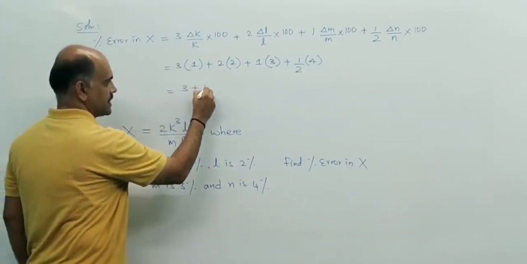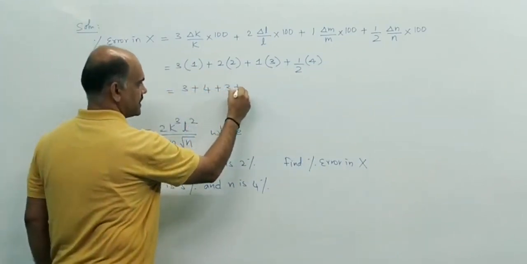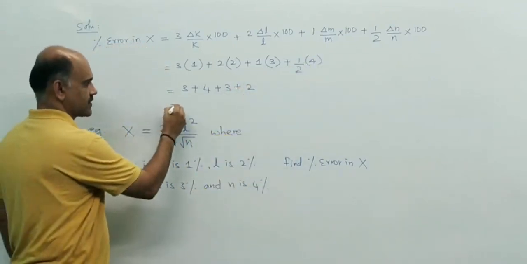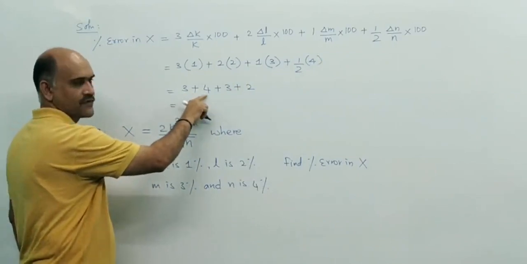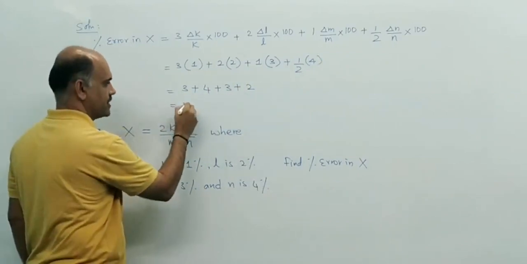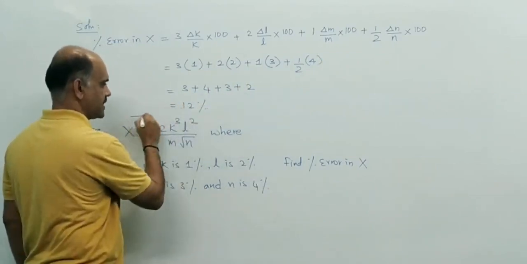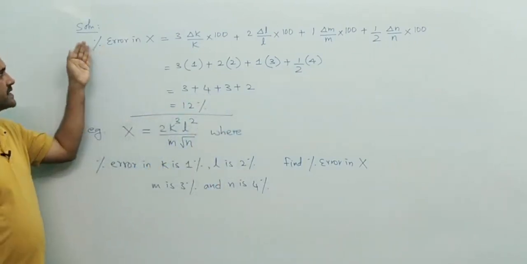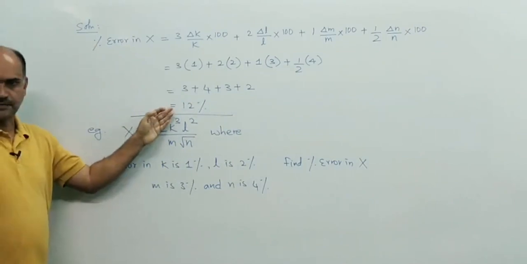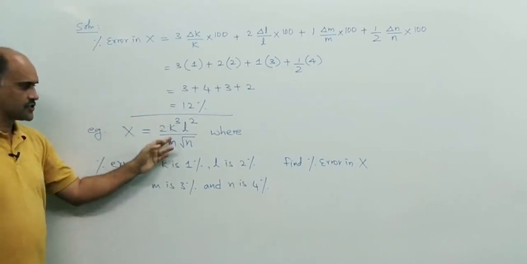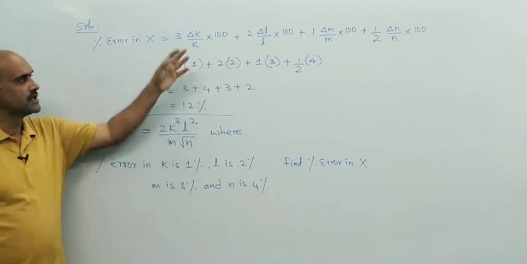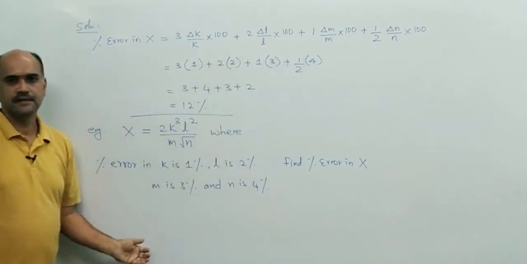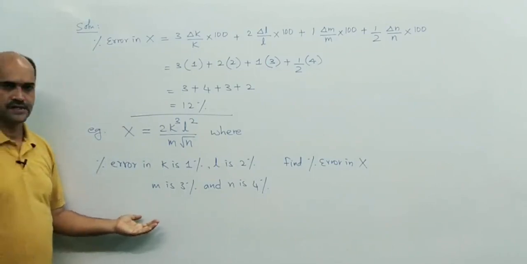So this is 3 plus 4 plus 3 plus 2. So this is equal to 3 plus 4 is 7, 7 plus 3 is 10, plus 2 is 12. So 12% is the answer. So the percentage error in X is 12%. Clear, students? So even if it is in the denominator, errors are added. So this is about units and measurement which you are studying.